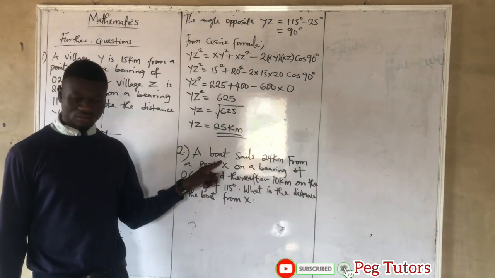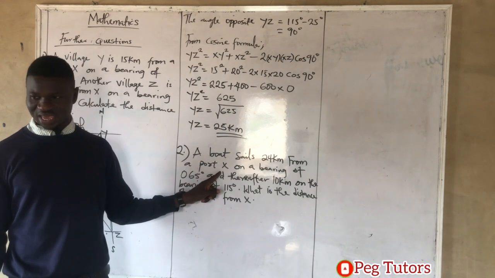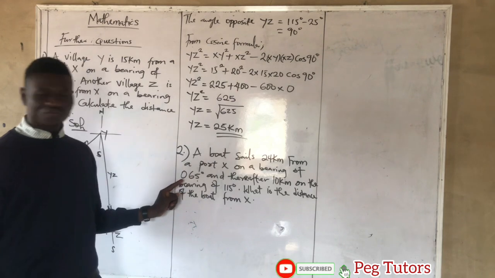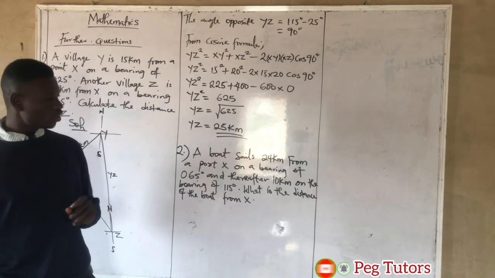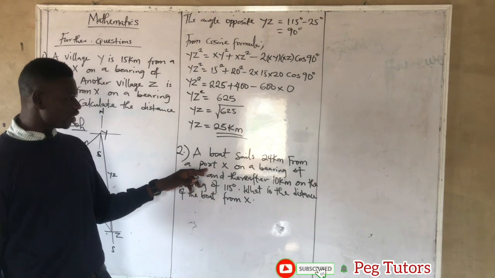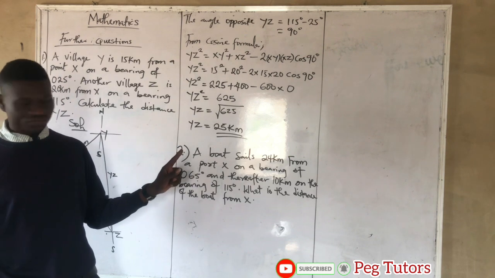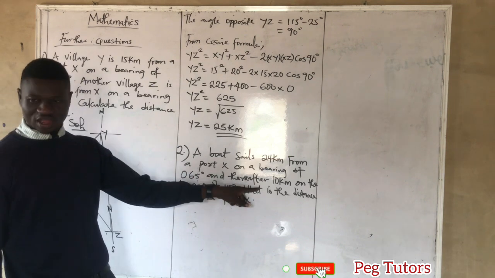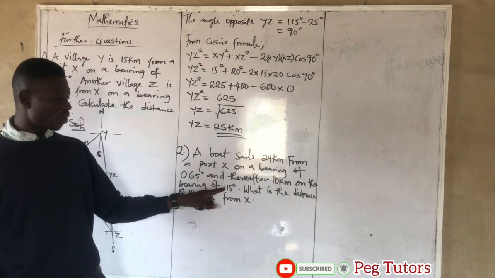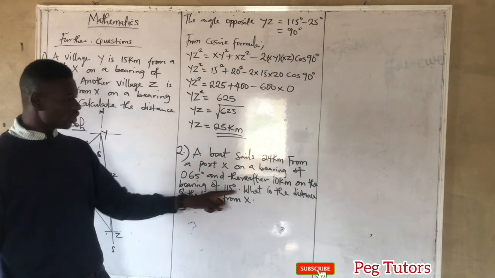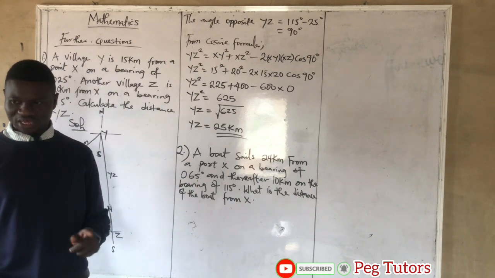A boat sails 24 kilometers from a port X on a bearing of 065 degrees. So the bearing of the boat now from X is 065 degrees. And thereafter, 10 kilometers on a bearing of 115 degrees. What is the distance of the boat from X?